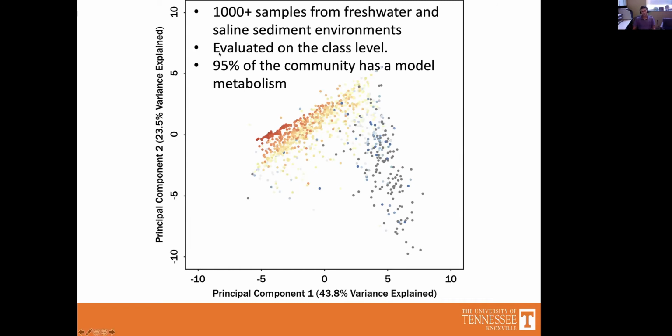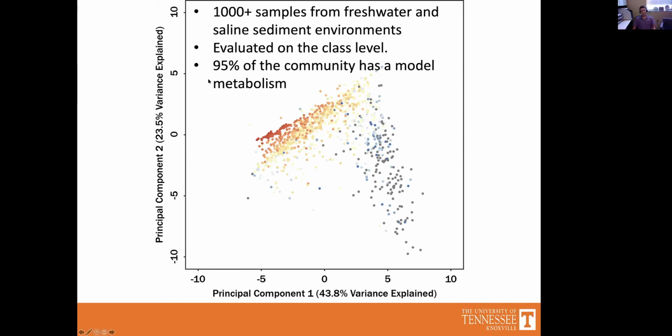The thing I want to say here is that we evaluated this on the class level. We only had about 450 model metabolisms, and the Silva database has far more than 450 genera, I don't even know how many. If we were to just rely on that 450-genera model, we would not have a good characterization of those communities. So we had to downsample our genera-level model to higher taxonomic ranks. When we did it at the class level, we had a model metabolism for about 95% of the community.